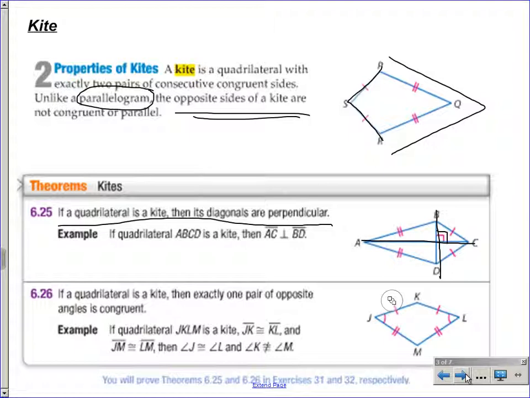And then if a quadrilateral is a kite, then exactly one pair of opposite angles is congruent. So where the segments are not congruent is going to be where the angles are congruent. Okay, so it's the included angle between the two non-congruent sides. Those are going to be the congruent angles. So let's use some algebra and apply what we've learned to these properties.